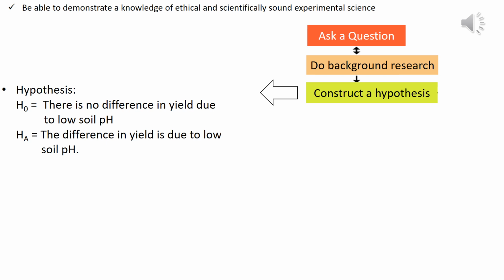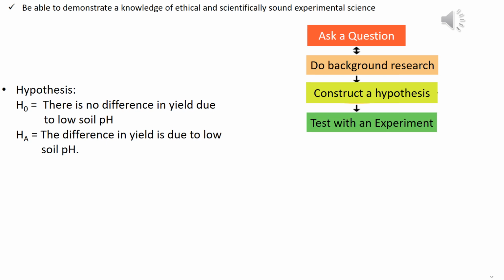The purpose of the scientific method is to disprove the null hypothesis, and by doing so prove that HA, the alternative hypothesis, is in fact correct. The alternative hypothesis states that there is an effect due to the variable being tested. Therefore, in this example, HA states that there is a difference in yield due to low soil pH. Step three is to design an experiment to test your hypothesis.